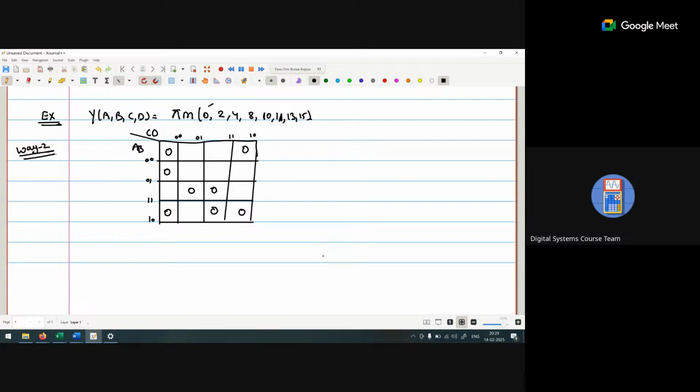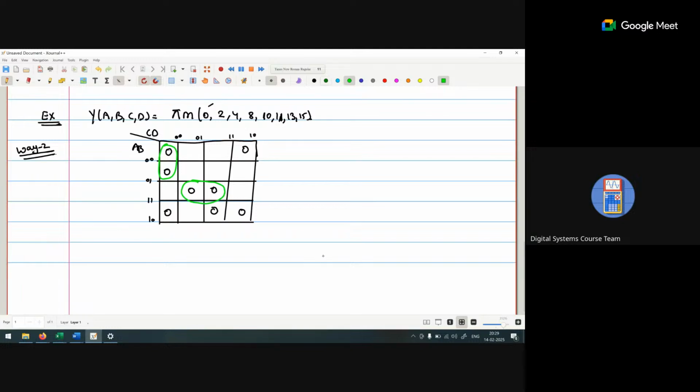0, 2, 4, 8, 10, 11, 15. So one group I can create is this way. Now the thing is that, in the previous class we discussed that the K-map solution is never unique. We can't say that the K-map provides only one solution. Now this is the case.